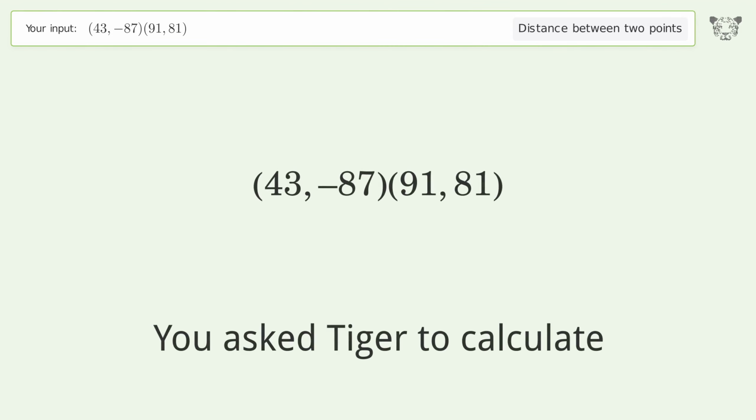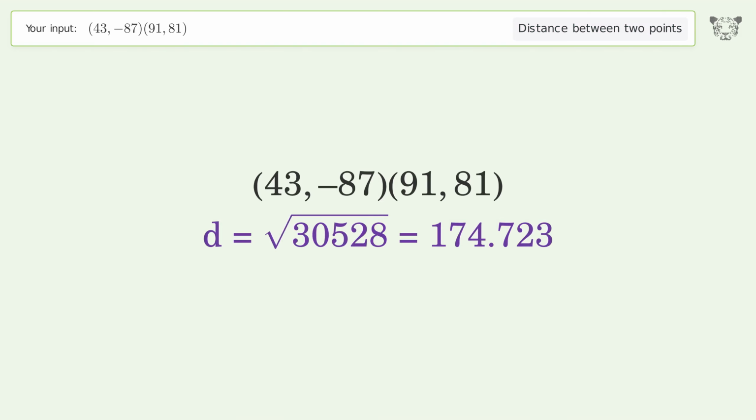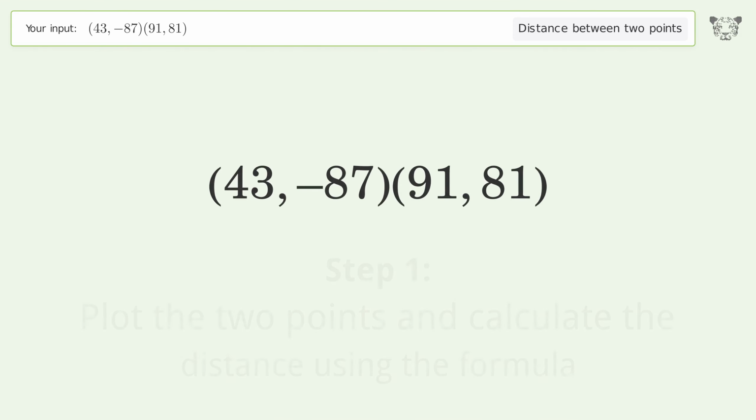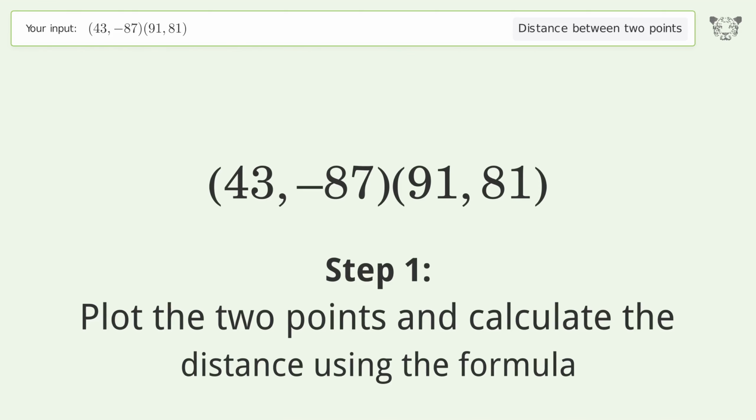You ask Tiger to calculate. This deals with the distance between 2 points. The distance between the 2 points is the square root of 30,528, or 174.723. Let's solve it step by step. Plot the 2 points and calculate the distance using the formula.